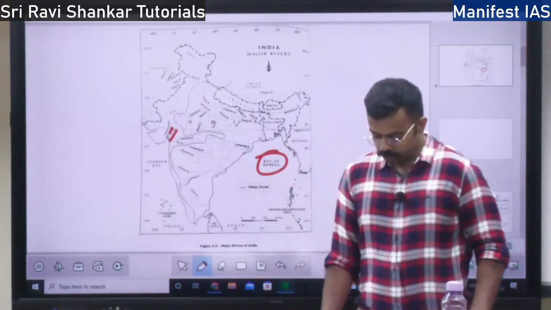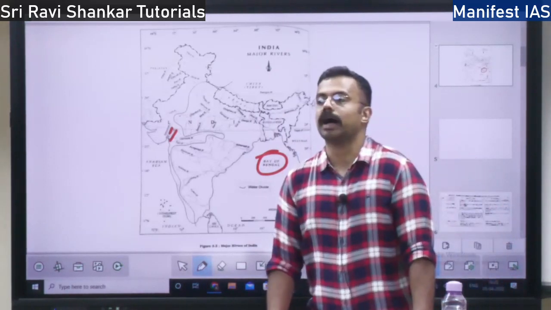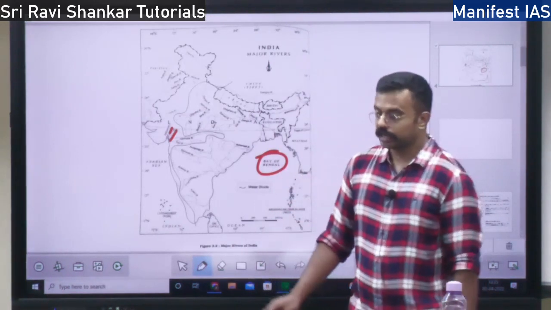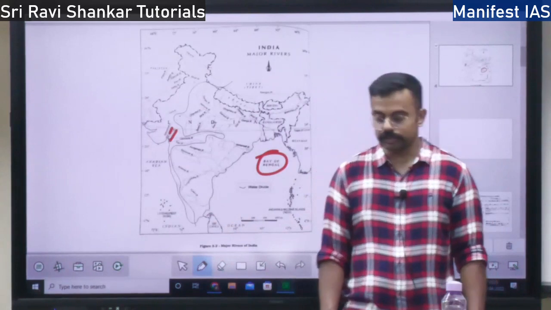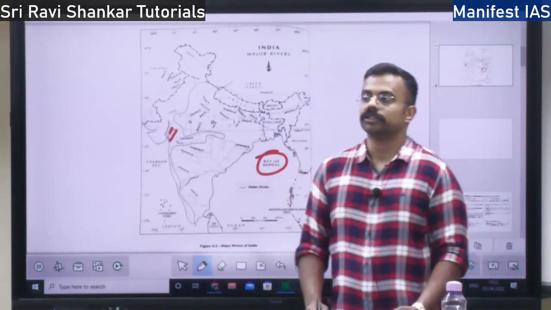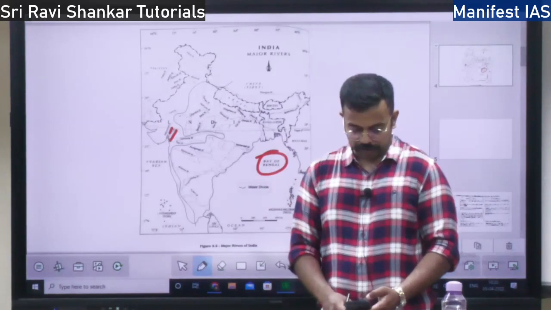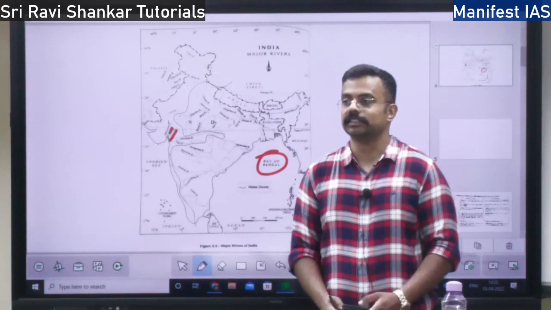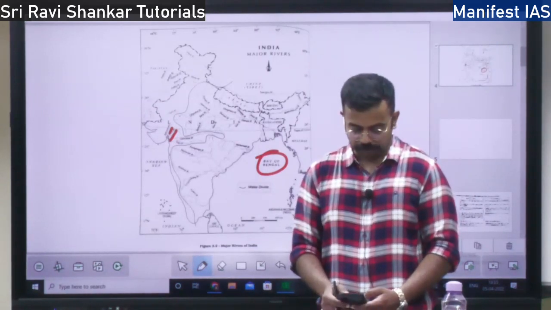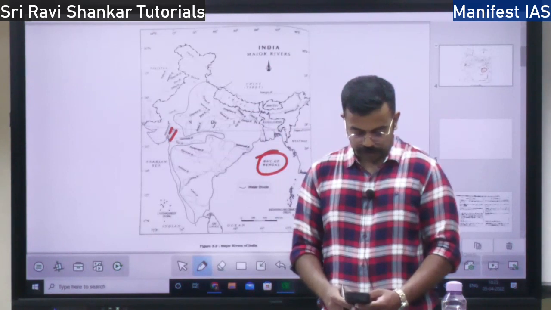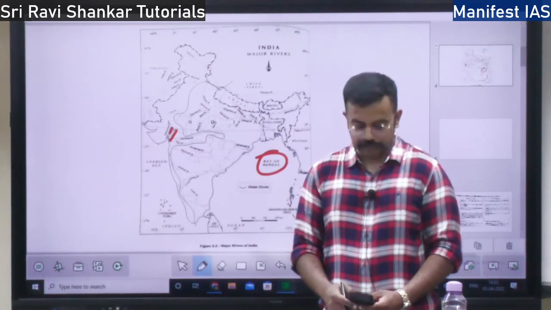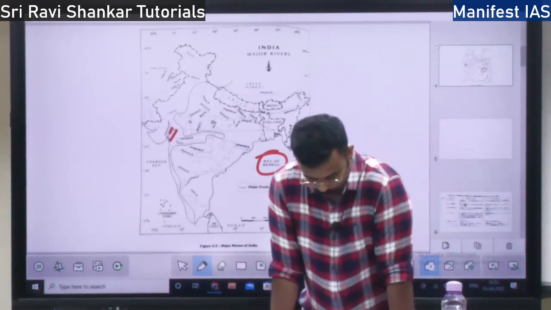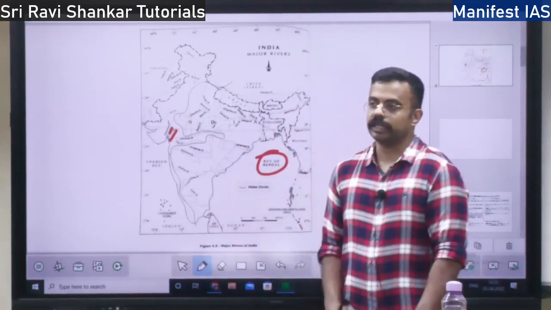Then in Tamil Nadu you have Pennar, Palar and Vaigai. Where does this Palar river originate? I was actually surprised that this Palar river originates in Nandi Hills in Karnataka and it flows to Tamil Nadu. I will check it. Palar origin. Yes, Palar originates in Nandi Hills and it flows to Tamil Nadu, right? So this is about the small rivers which flow into the east.